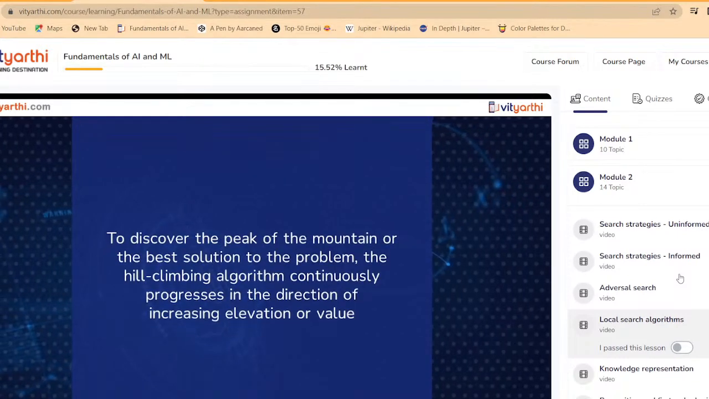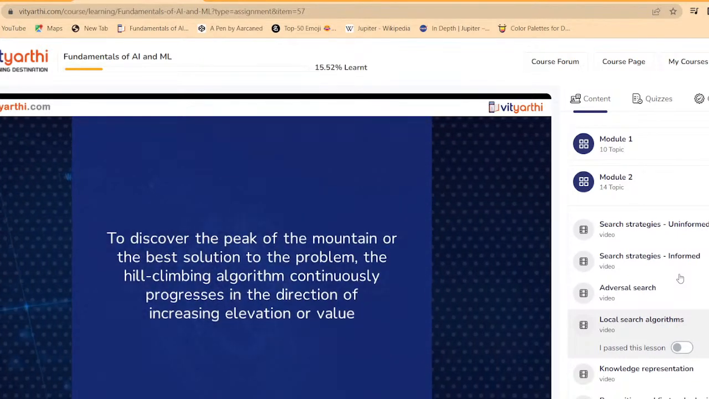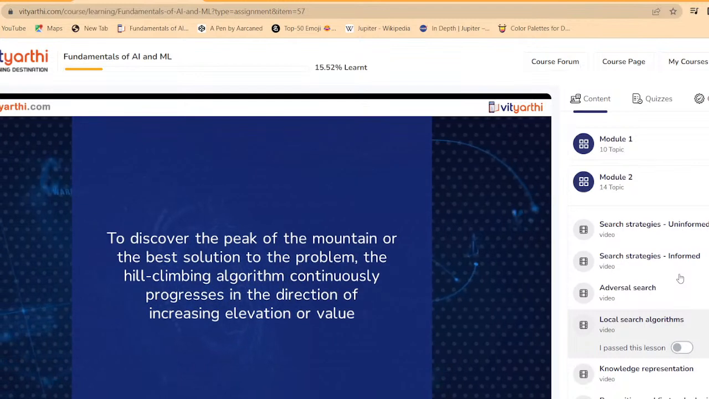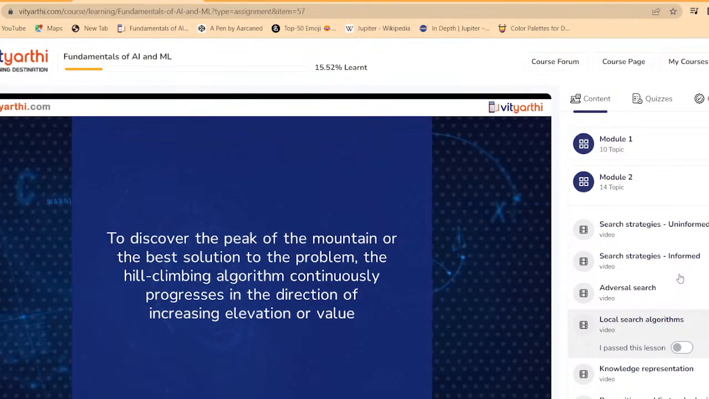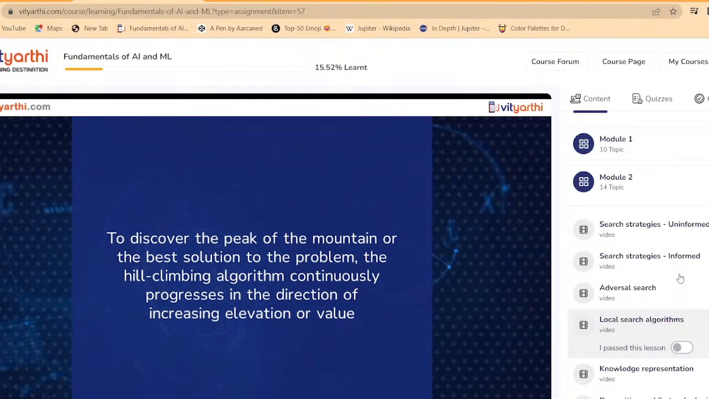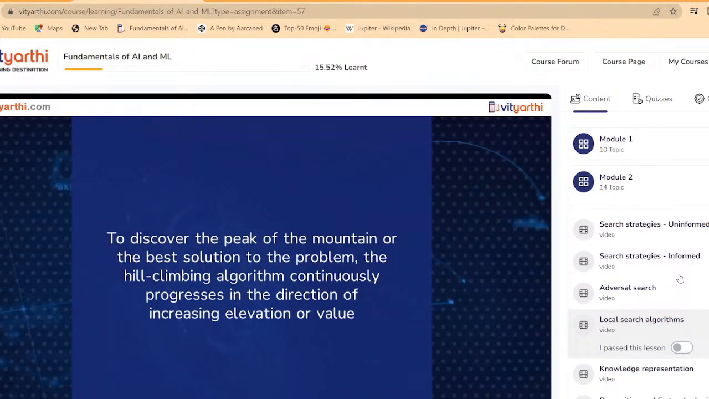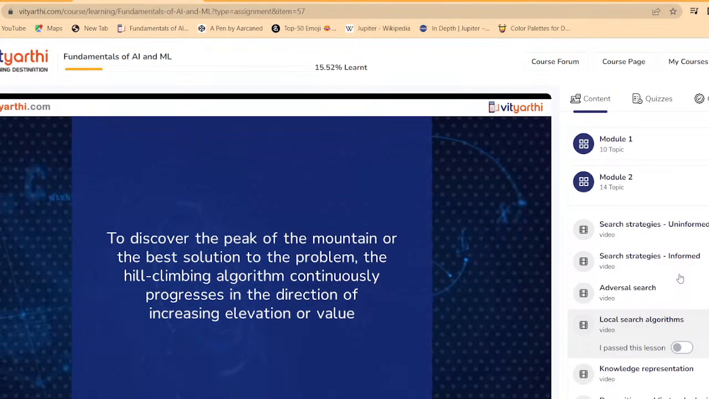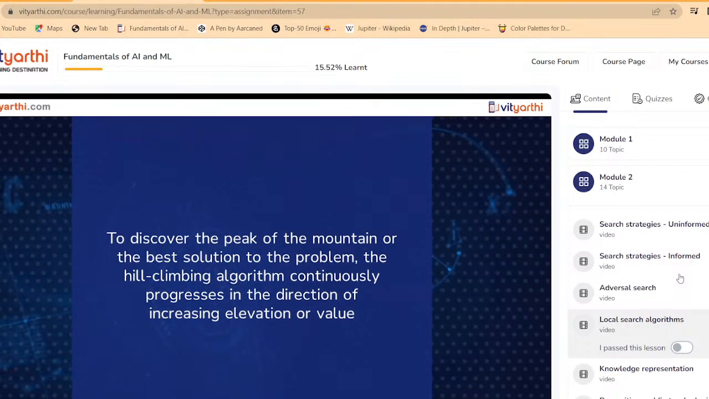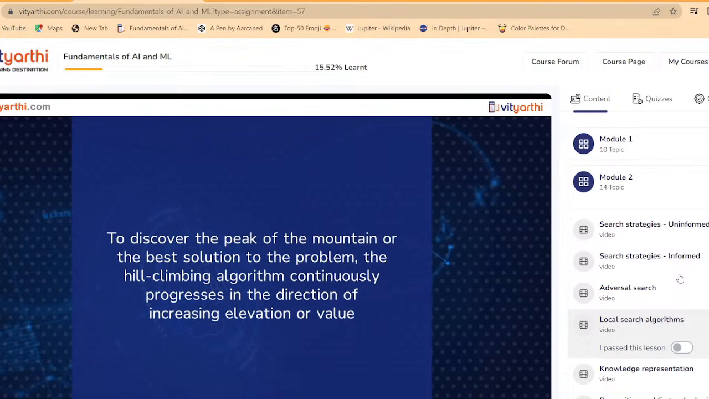To discover the peak of the mountain or the best solution to the problem, the hill climbing algorithm continuously progresses in the direction of increasing elevation or value. When it reaches a peak value where none of its neighbors has a greater value, then it ends.